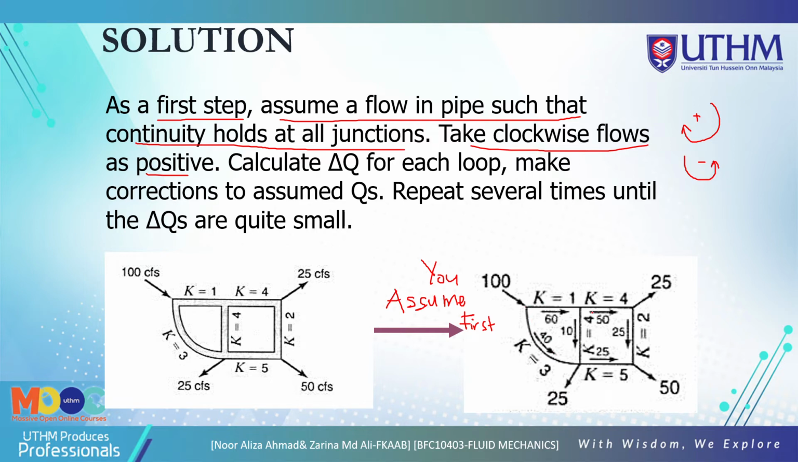Okay, and then this is from 60, outlet to 50 and outlet to 10. And 50 is outlet to 25 and outlet to 25. So it is 10 plus 40, you just get the 50, and outlet to 25 and outlet to 25. So the 25 plus 25, you get outlet to 50. So you just assume first.